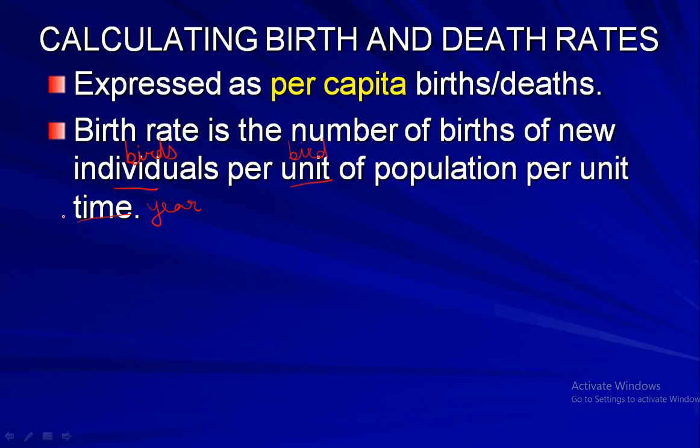Okay, let me give you an example. If there were 20 birds earlier in the population of birds, and in the last 1 year, 5 births of birds have taken place, and in the last 1 year, 8 deaths of birds have taken place, then how do we calculate the birth rate and death rate?